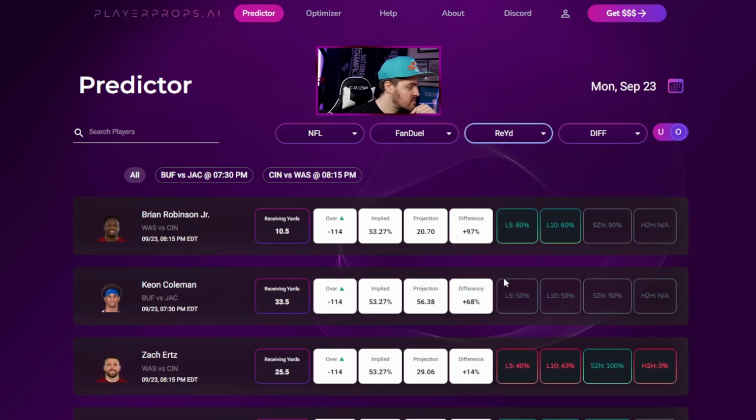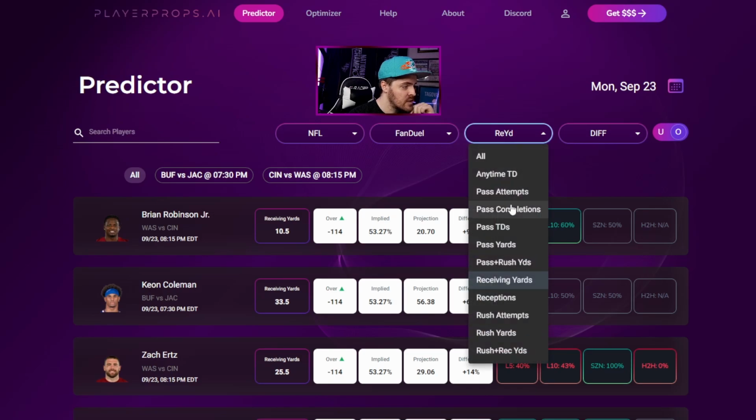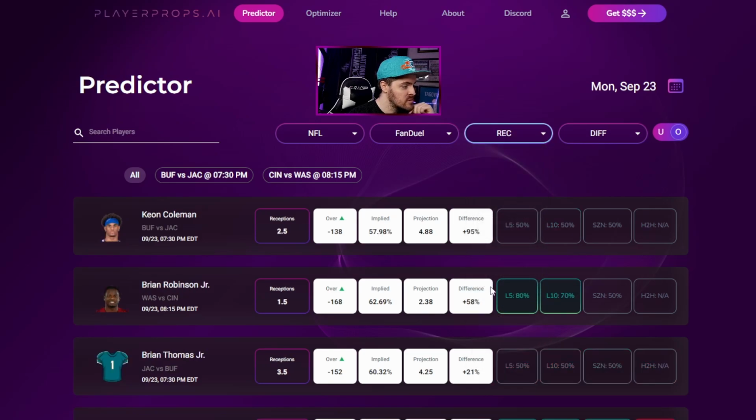Going back to receiving yards, Keon Coleman's very interesting. So he doesn't have a baby line like 10.5 here, but he didn't get a single catch in his last game against the Dolphins. So I feel like all of his lines are going to be discounted because he had 0 across the board. So the question becomes, do we like his receiving yards line, which is a roughly 23 receiving yard difference, or do we like his reception line more?